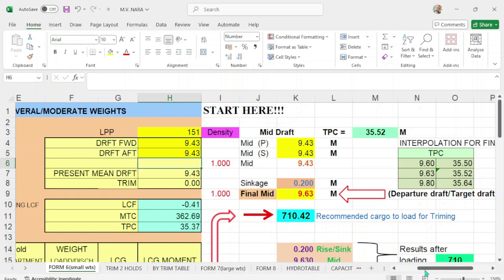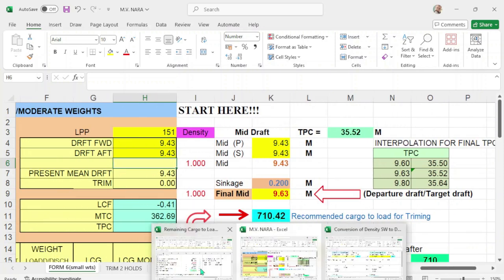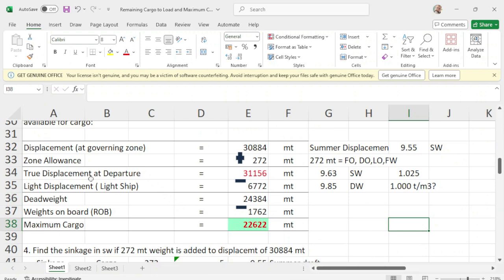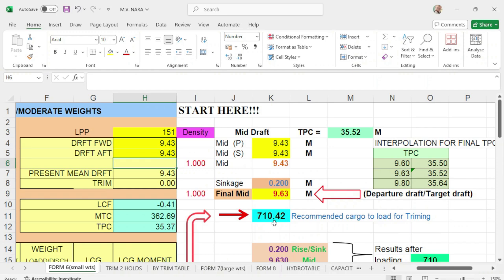Again, I will explain. Since this is your true displacement or your departure in salt water, that will be 9.63, and in a density of 1.00, that will be 9.85. So this should be 9.85. Sorry, let's go back to 9.85. This should be your departure, 9.85.